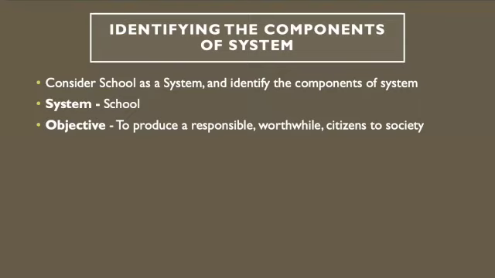Maybe the government, the president, will announce to all the schools, this is your goal. So you have to produce good citizens. We will provide free books and free clothes, and we'll give everything free. So your task is to produce good citizens, good people. So this is the goal. So we know the system is school and we have an objective.